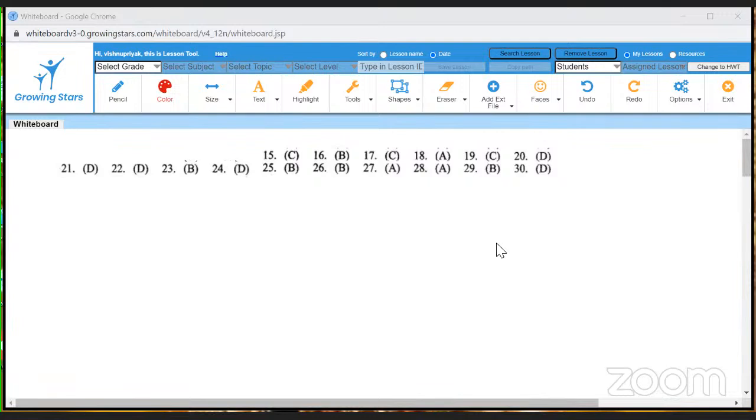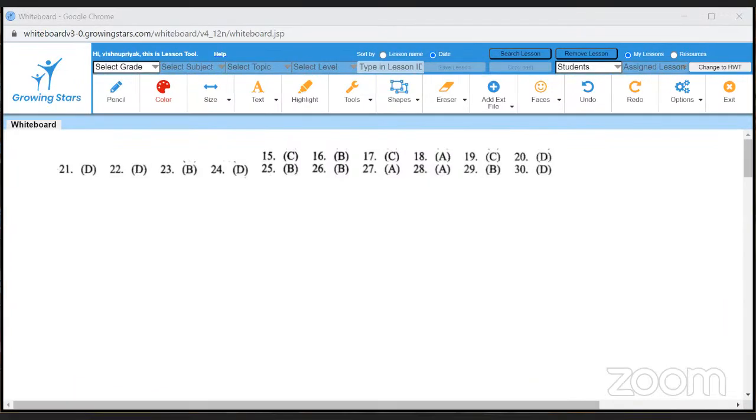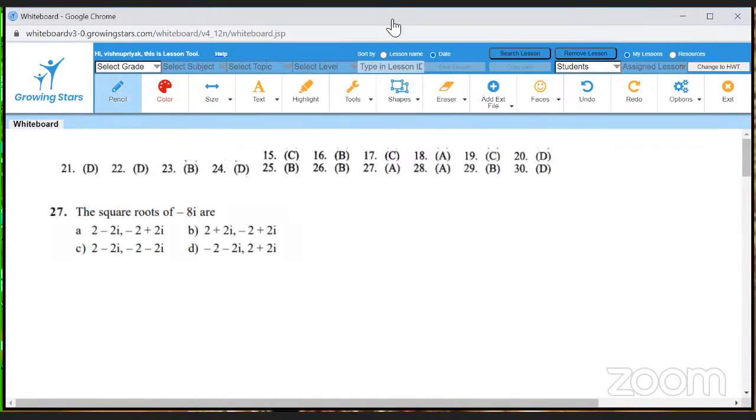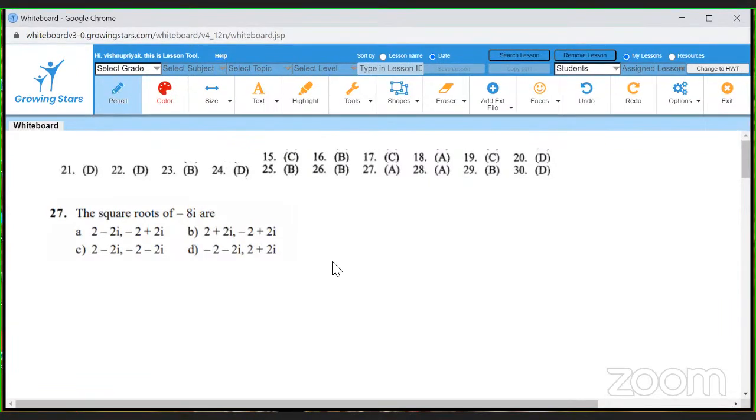Sagar is asking about the 27th question. Good. So those who are asking, I will be doing that only. Okay, Sagar, here is question number 27. The square roots of minus 8i are.